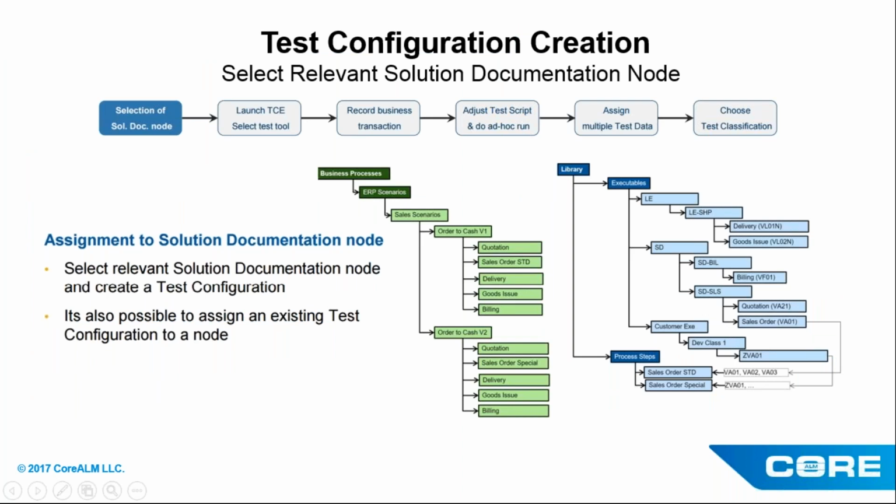So here's the process for creating a CBTA test suite. The first is selection of solution documentation nodes. So within the hierarchy, for example, there are business processes, and then there are libraries that have executables and process steps. So within the sales scenarios, if you wanted to do an order to cash scenario or just an individual quotation, you launch that or you set it up within solution documentation.